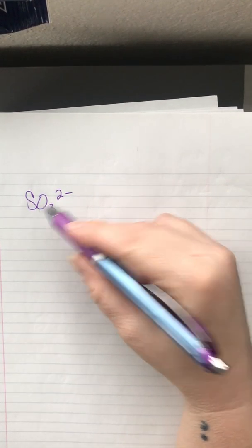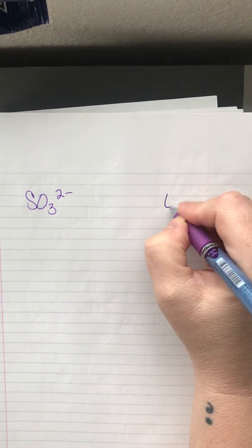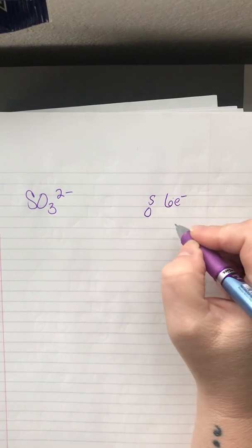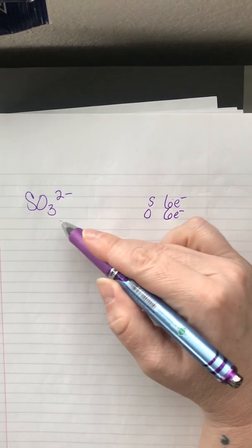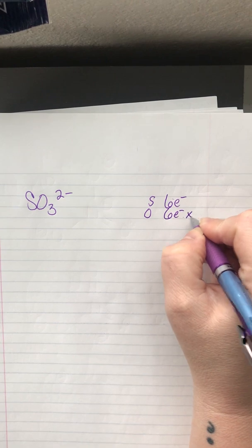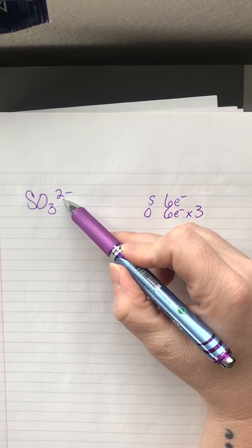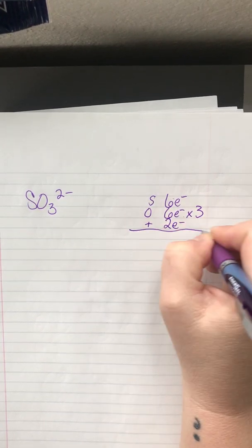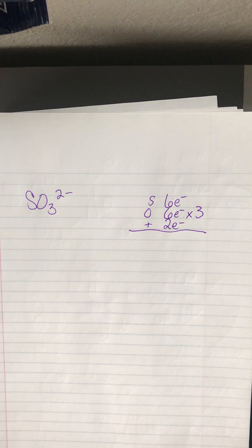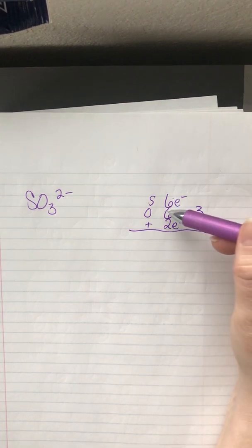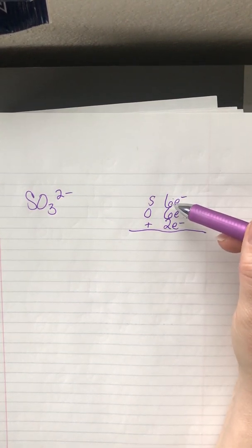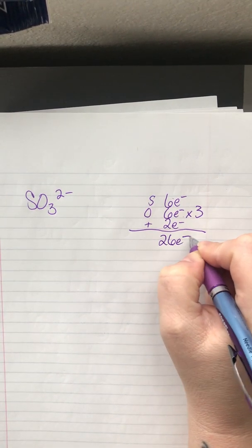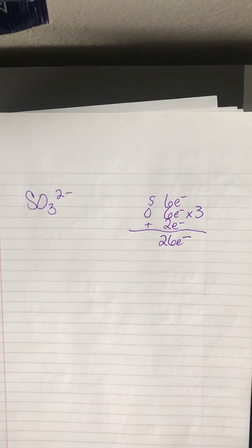All right, so sulfur comes to the table with 6 valence electrons. Oxygen comes to the table with 6 valence electrons. There are 3 of them. And we have a -2 charge on the outside of the molecule, so we need to add 2 extra electrons, right? So I got 18, 20, 26. Is that right? I did math. Yay!